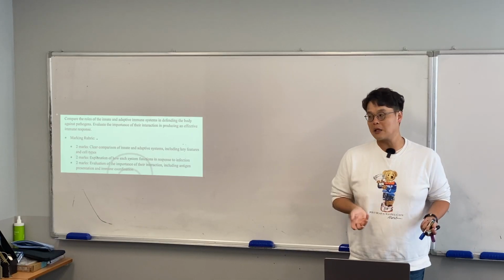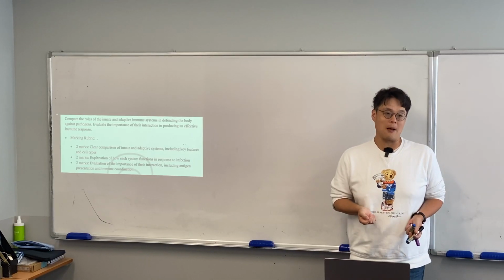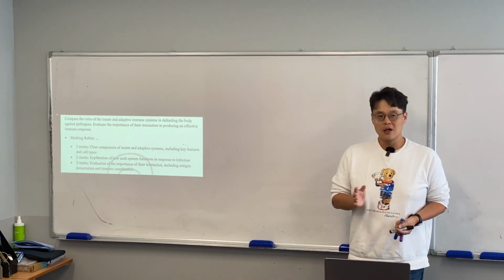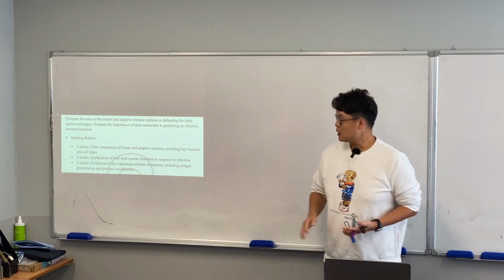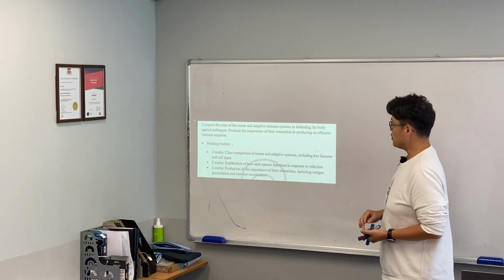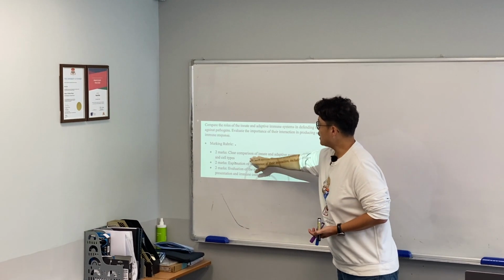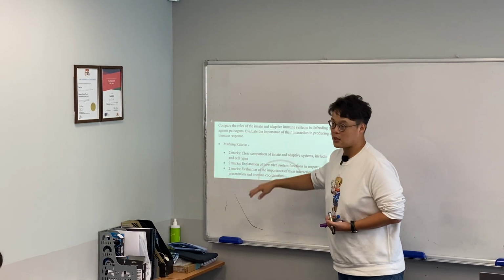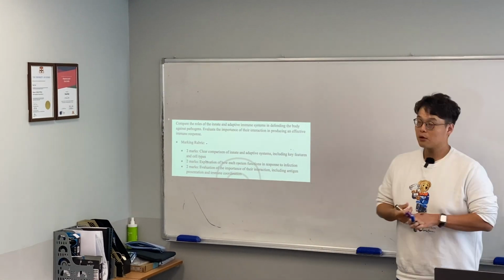I mean, there are more. I didn't really include the causation, postulates and theories yet, because we've done the topic test. So let's talk about some of the relationship between those, the adaptive and innate immune systems. The 2 marks go on a clear comparison of the innate and adaptive systems, including the key features and cell types. Let's talk a little more about that here.